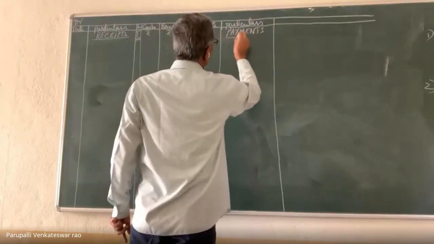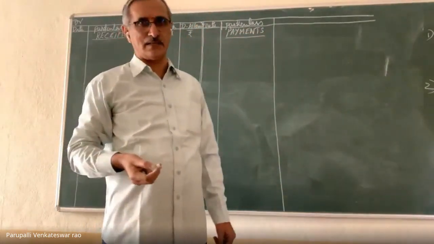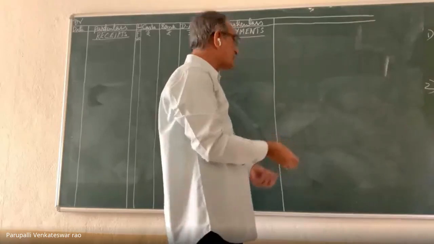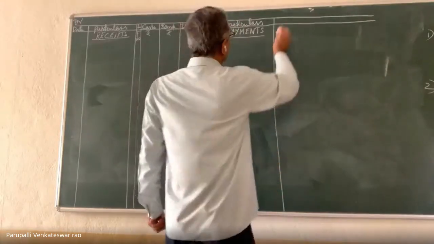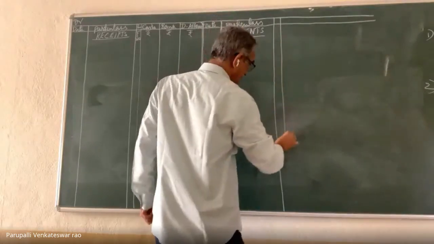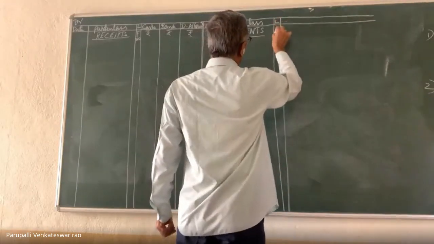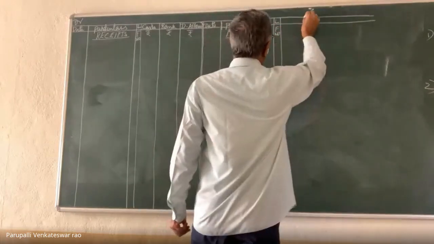What is recorded in particulars? Whatever is paid by the business is recorded here. Paid by business. Payments. The next one is ledger folio number.